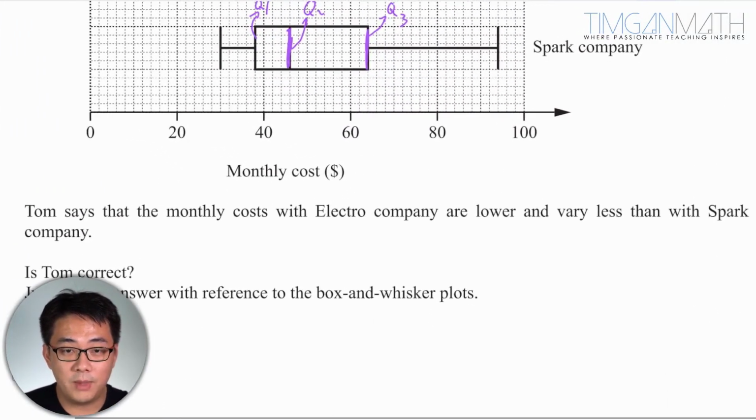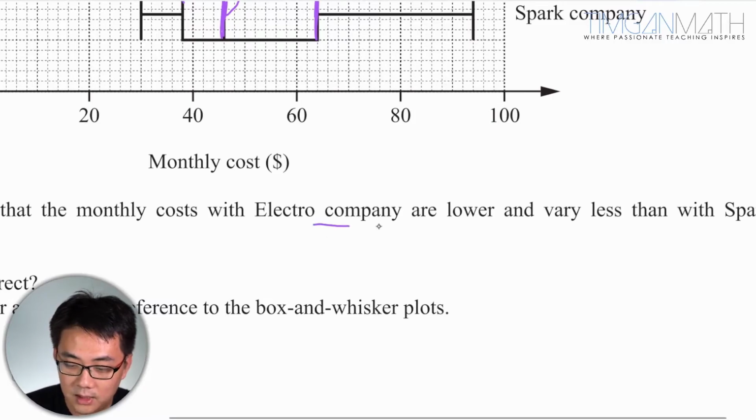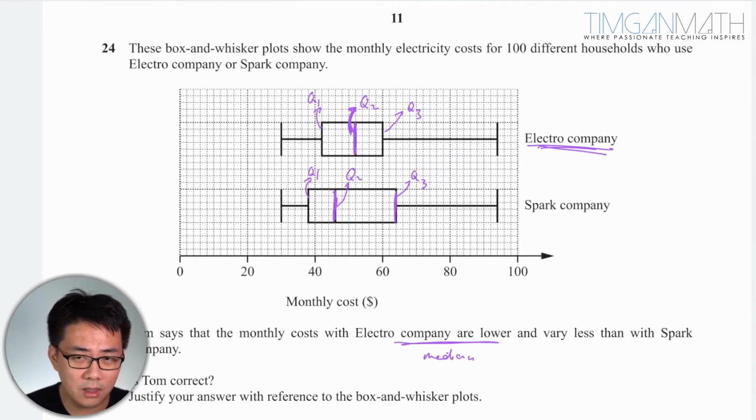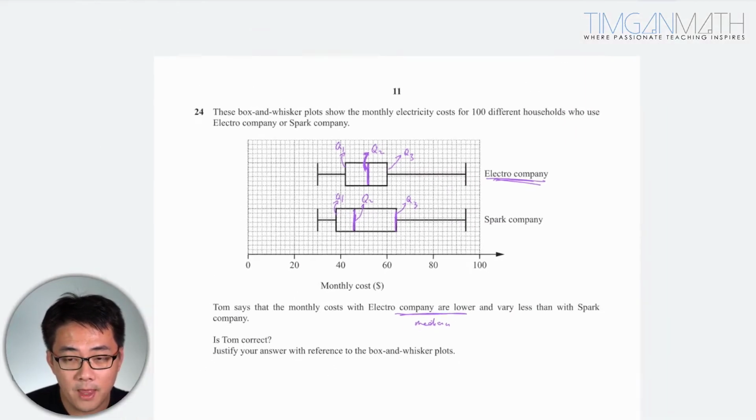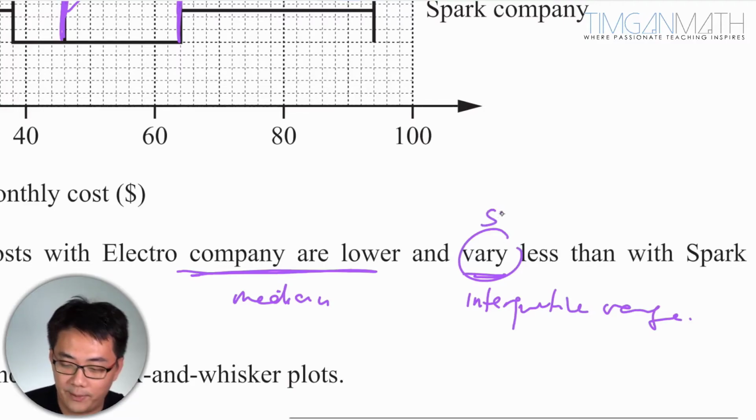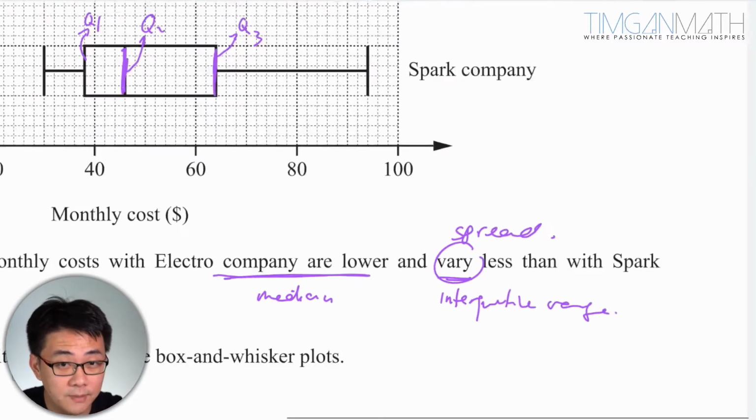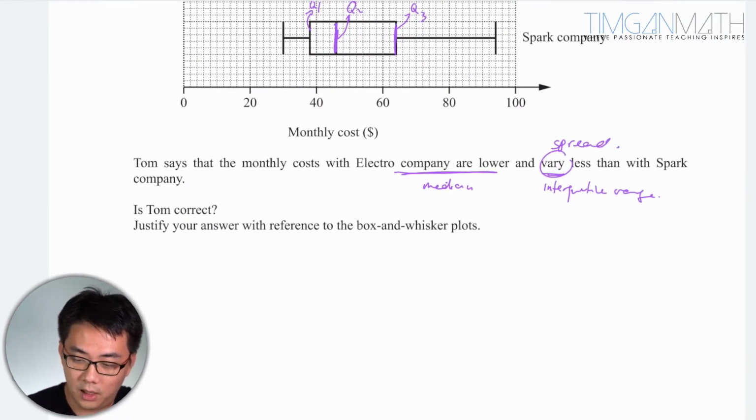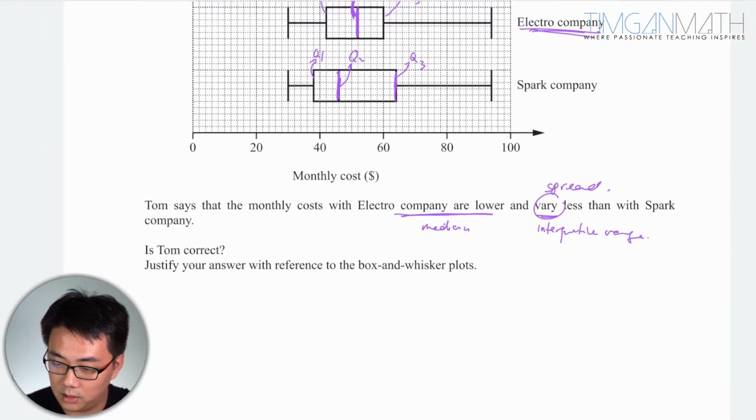So Tom says the monthly costs of Electro Company are lower. This is based on the median, right? On average, is it lower? No, you don't think so, because Electro Company actually charges more than Spark Company. Vary would depend on the interquartile range. Vary is the spread, so the spread here will depend on the interquartile range. So we could just quickly write down the interquartile range of Electro Company.